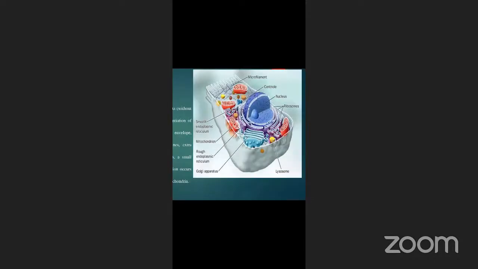So we have microfilaments, centrioles, nucleus, ribosomes. The ribosomes help in protein synthesis. Then lysosomes, which are suicidal bags, which degrade damaged cells or components. Then Golgi apparatus. Then rough endoplasmic reticulum, which has ribosomes on its surface. Then mitochondria and smooth endoplasmic reticulum, which don't have ribosomes on their surface.